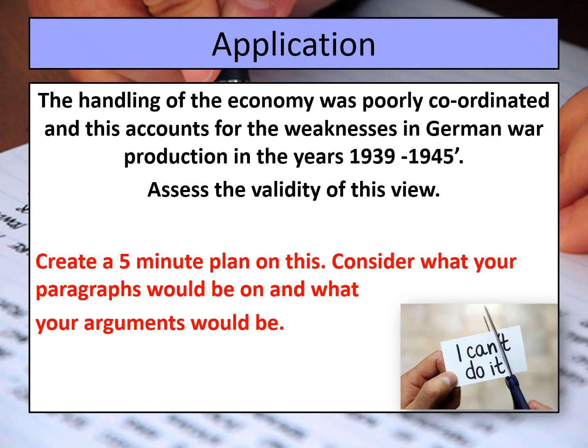So this one: the handling of the economy was poorly coordinated, and this accounts for the weaknesses in the German wartime production between 1939 and 1945. Remember to show a knowledge of change over time, because we don't want to make those judgments that are too absolute. We want to show a knowledge of the role of different people, different factors, and that change over the different phases of the war, if possible.